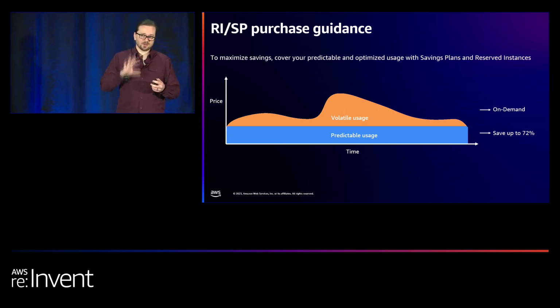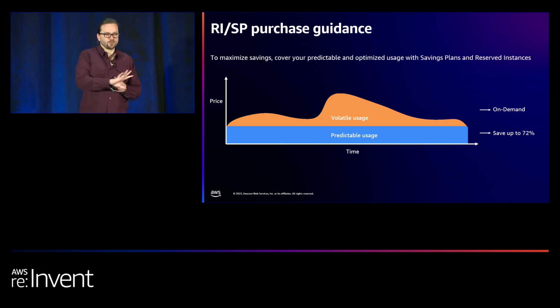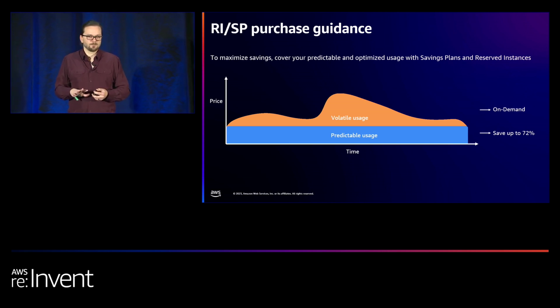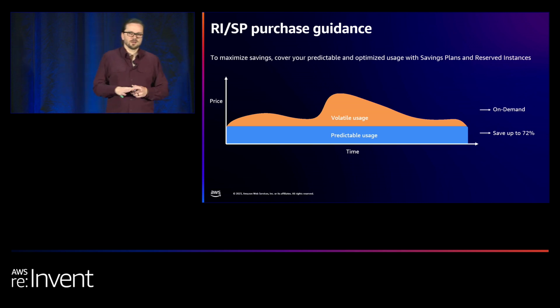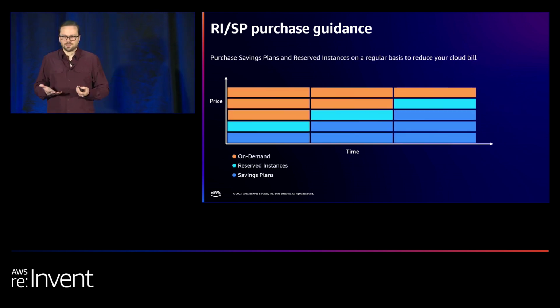We're trying to split those two groups up, and then we want to apply discounts to the predictable portion of your usage. You see the bottom part of the graph there, the predictable usage. That's where we want savings plans and reservations to live. We'd love you to cover all of that really consistent usage with all your prepaid savings plans and reservations. We leave the volatile usage uncovered, and that's a great opportunity for us to continue doing further optimization that does not require discounts.